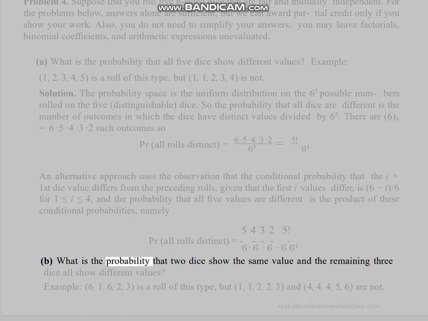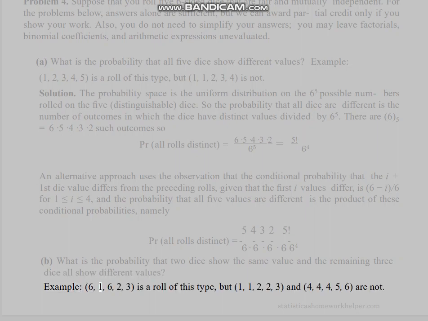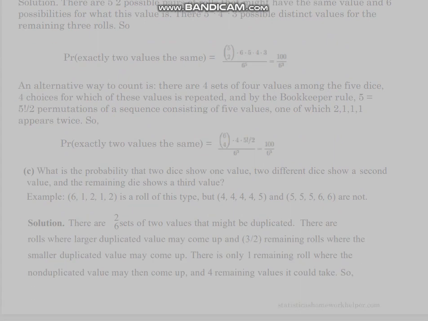B. What is the probability that 2 dice show the same value, and the remaining 3 dice all show different values? Example: 6, 1, 6, 2, 3 is a roll of this type, but 1, 1, 2, 2, 3 and 4, 4, 4, 5, 6 are not. Solution. There are C(5,2) possible pairs of rolls that might have the same value, and 6 possibilities for what this value is. There are 5 times 4 times 3 possible distinct values for the remaining 3 rolls. So Pr[exactly 2 values the same] equals the product of these counts divided by 6^5.